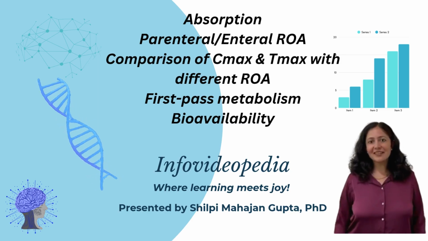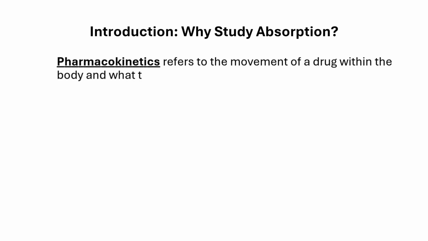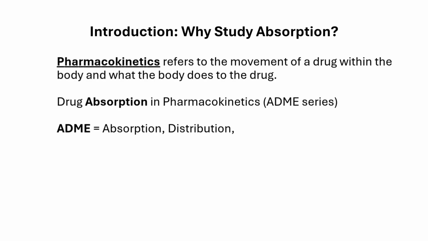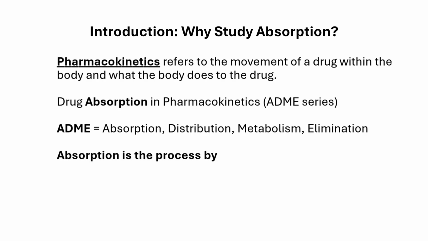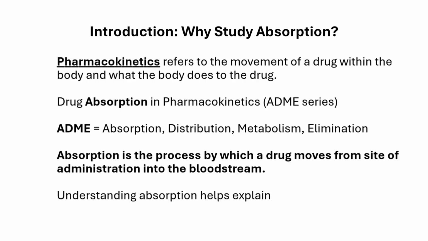So, let's get started. In the word pharmacokinetics, pharmakon means drug and kinesis means movement. Pharmacokinetics refers to the movement of the drug within the body, from the moment it enters to how the drug is absorbed, distributed, metabolized, and eventually eliminated. Pharmacokinetics refers to what the body does to the drug.